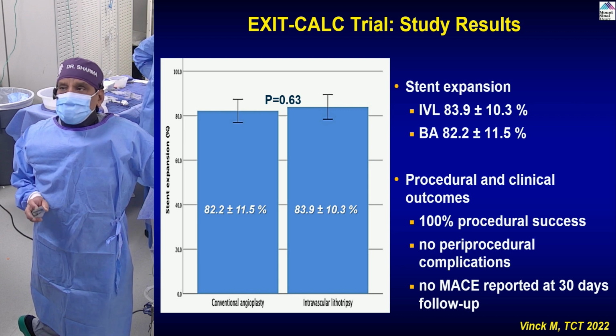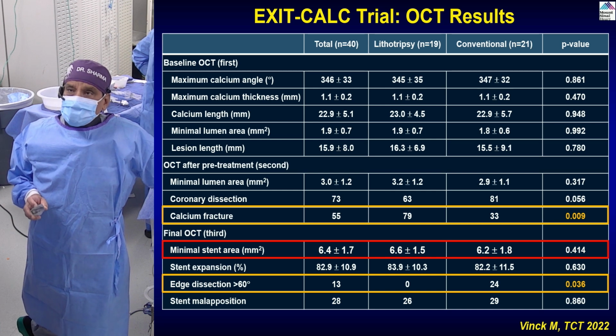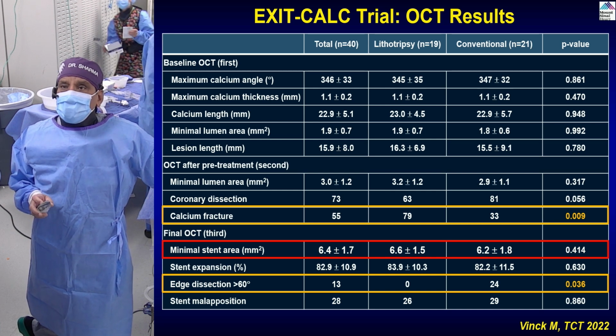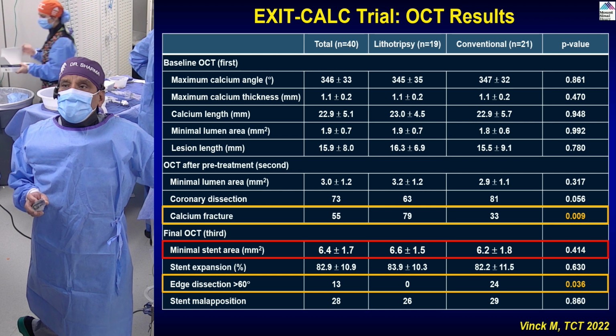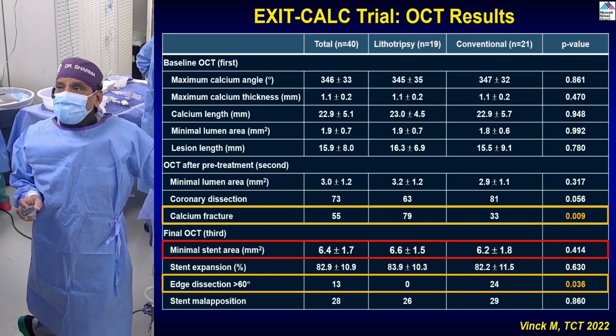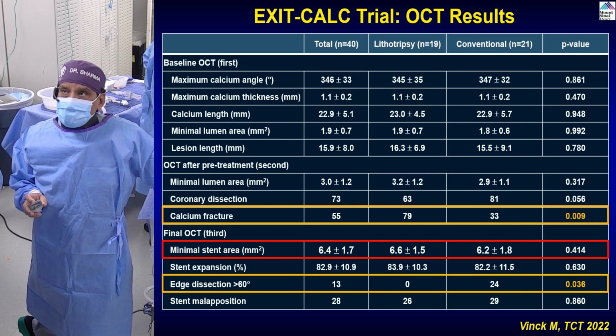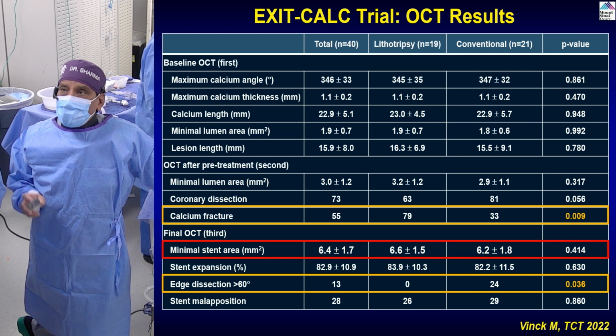There was no procedural complication in these cases at 30 days. Now, we say, well, stent expansion. What about the stent area? And you see minimum stent area, MSA, was also identical between the two. We definitely saw less dissection in the IVL group and higher calcium fracture.